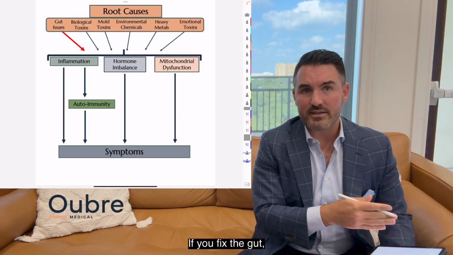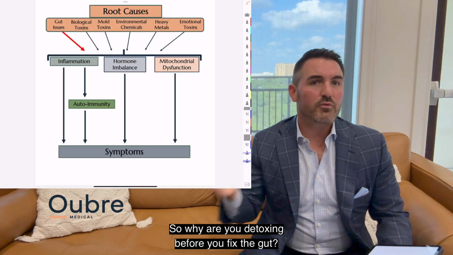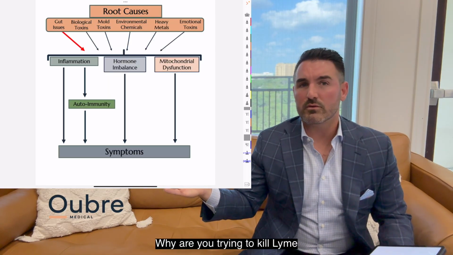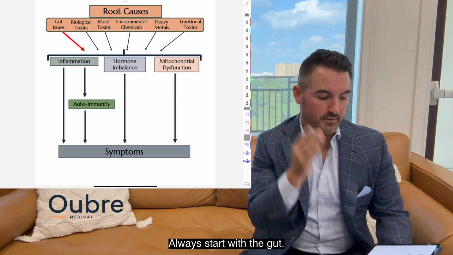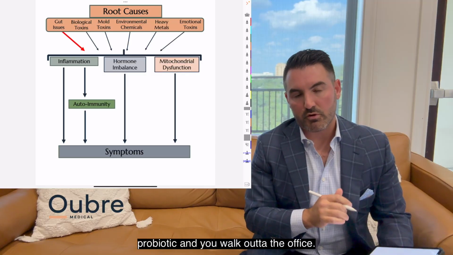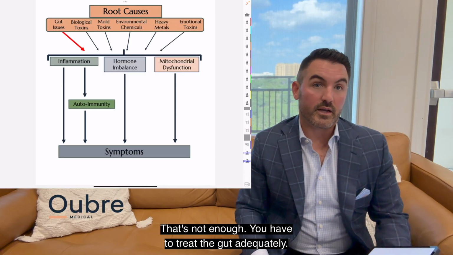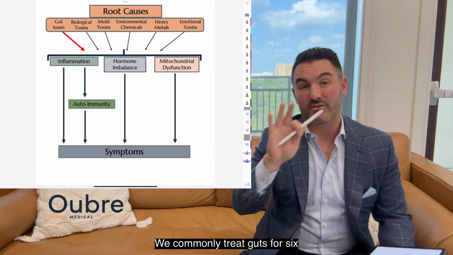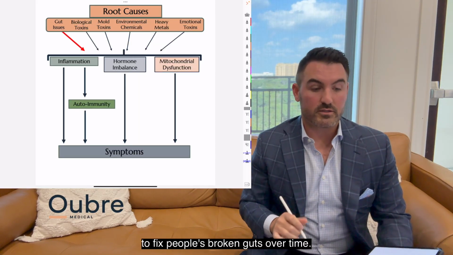If you fix the gut, it starts fixing everything else for you. So why are you detoxing before you fix the gut? Why are you trying to kill Lyme before you've restored the immune system? Always start with the gut. A lot of practitioners pay homage to treating the gut, and all they do is give you a probiotic and you walk out of the office. That's not enough. You have to treat the gut adequately. We commonly treat guts for 6 to 9 months, sometimes years, to fix people's broken guts over time.